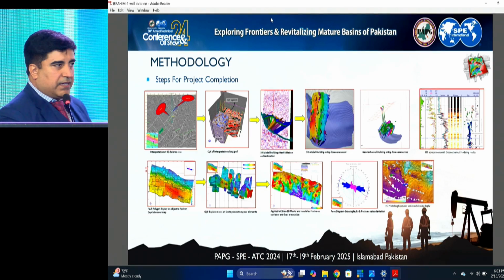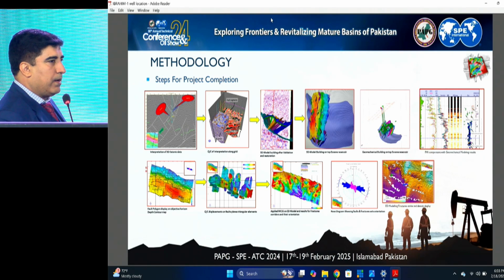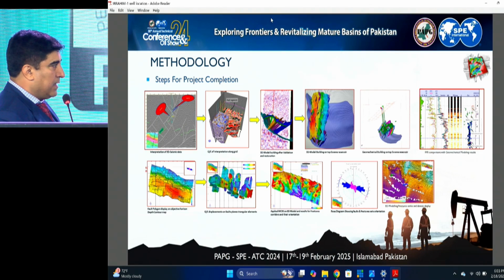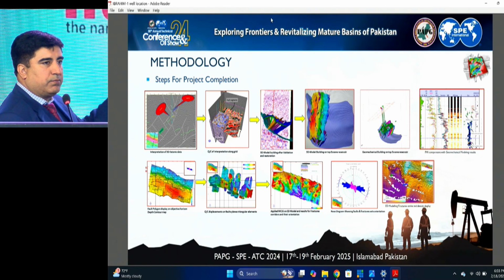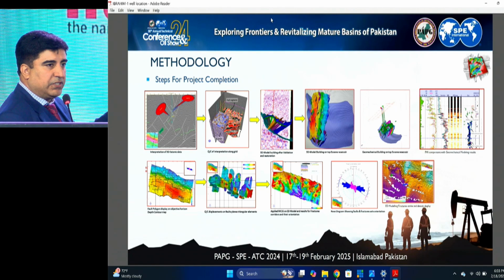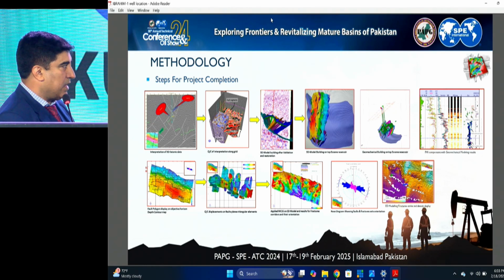This is the generalized illustration of the methodology which we have applied in this study in this complex compressional tectonic zone. First of all, we interpret the seismic section, then we validate and QC this interpretation through restoration, balancing, and validation, and finally we build up a 3D structure model of this complex compressional tectonic zone.